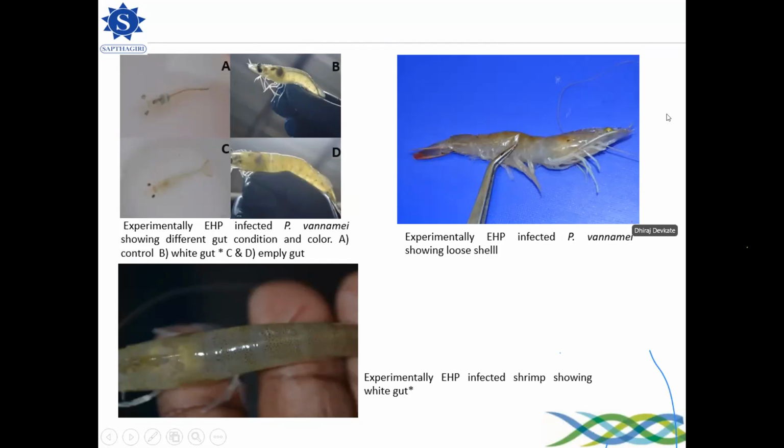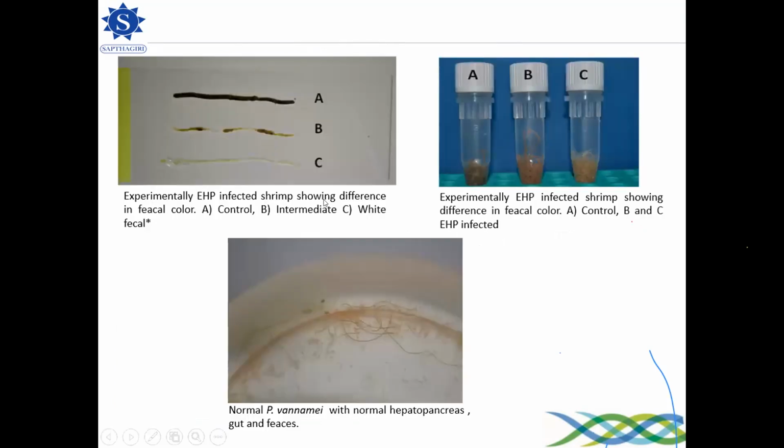This picture shows the loose cell severity of EHP. Even though the animal is alive, the loose cell is so severe, which leads to secondary infection and mortality in shrimps. This is the experimentally infected shrimp showing different fecal coloration. The first one is EHP infected with no color, and the second one shows the intermediate infection, that means early stage of infection, and the clear white fecal.